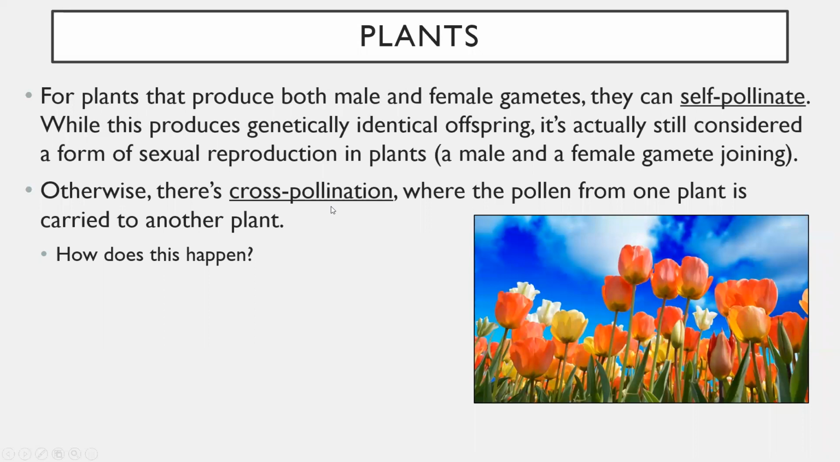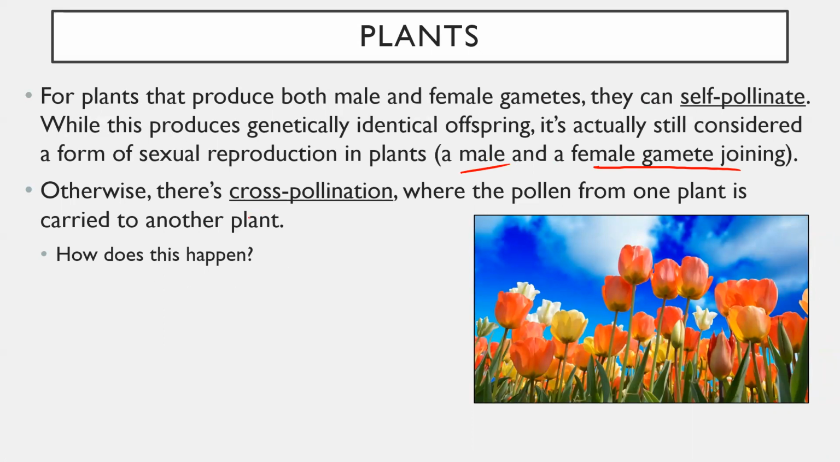Now, for plants that produce both male and female gametes, they can actually self-pollinate. In other words, they can pollinate themselves. While this produces genetically identical offspring, it's actually still considered a form of sexual reproduction in plants. And this is because a male and a female gamete are joining, right? So even though it's one plant creating offspring, which from yesterday's definition would have counted as asexual reproduction, it actually is considered sexual reproduction because it's a male and a female gamete joining.